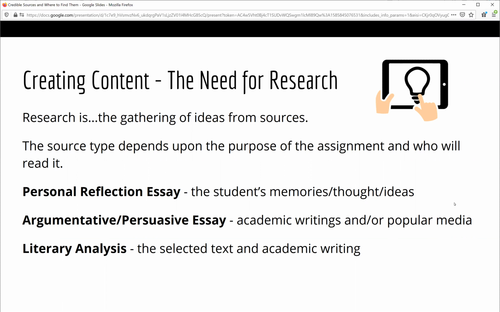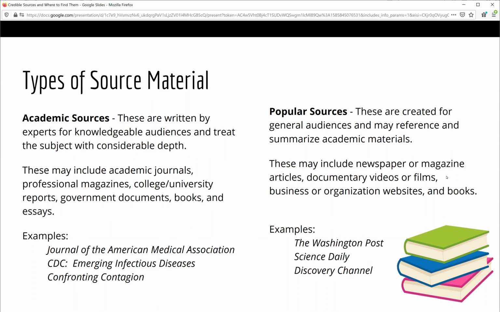You will often hear your instructors speak about academic sources. What exactly are they, and how are they different from popular sources or popular media? Academic sources are texts written by and for people who have considerable training or knowledge in a particular field. These sources may include academic journals, professional magazines, college or university reports, government documents, books, and essays. For example, the Journal of the American Medical Association is written by and for doctors and other medical professionals.